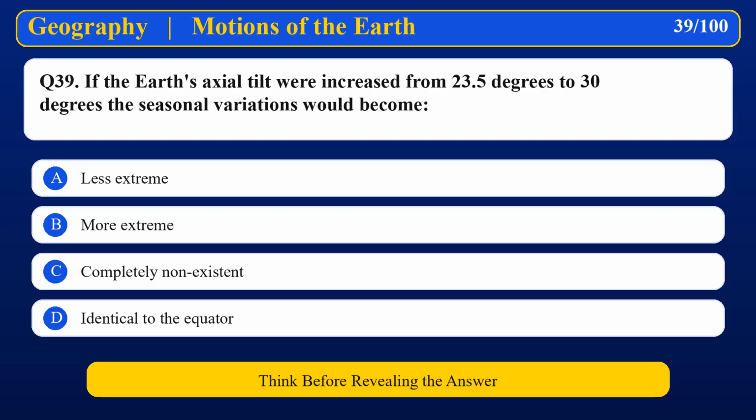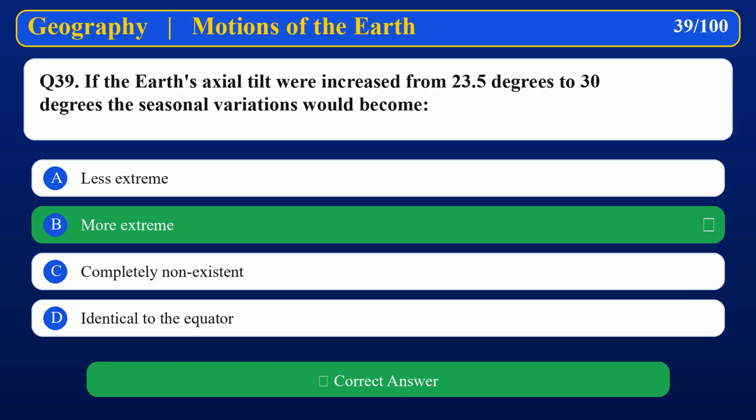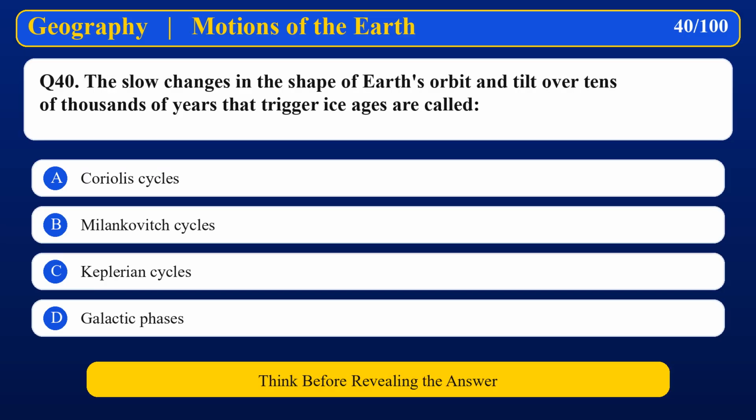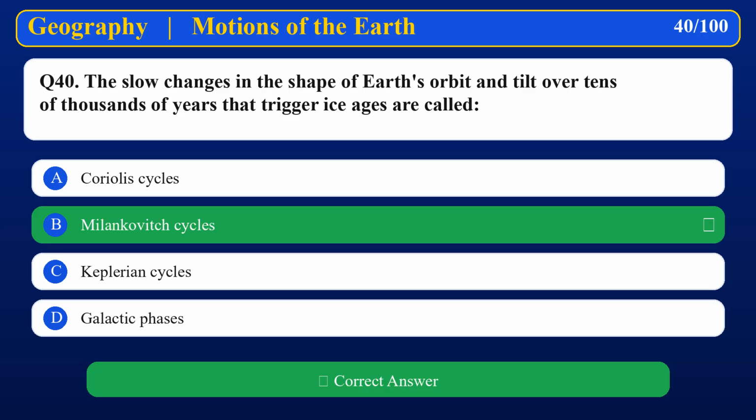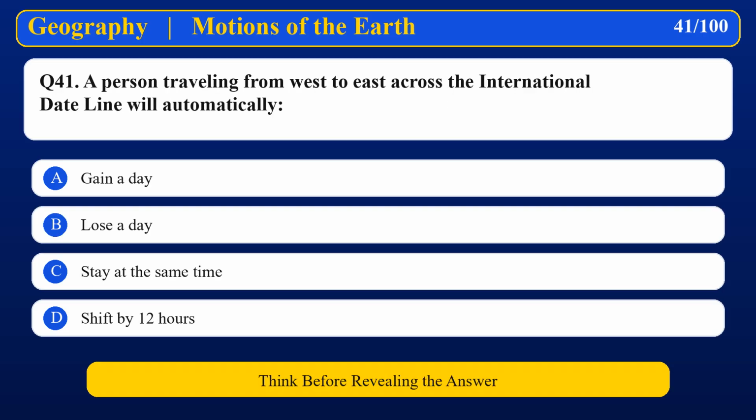If the Earth's axial tilt were increased from 23.5 degrees to 30 degrees, the seasonal variations would become more extreme. The slow changes in the shape of Earth's orbit and tilt over tens of thousands of years that trigger ice ages are called Milankovitch cycles.